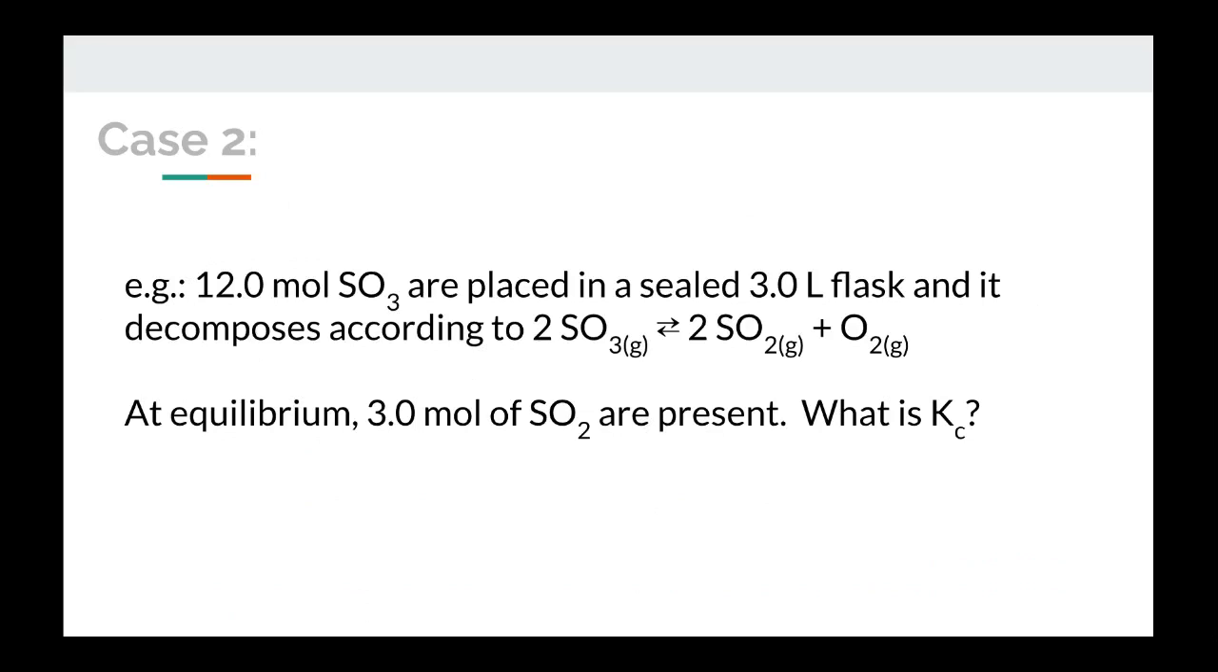So here's the problem that we want to solve. 12 moles of SO3 are put in a sealed flask. It's a 3-liter flask. We have the reaction here. And then at equilibrium, we know that 3 moles of SO2 are present in this 3-liter flask. And our question is, what's Kc? Let's go to a good working space where we have a little more room to work and solve this problem.